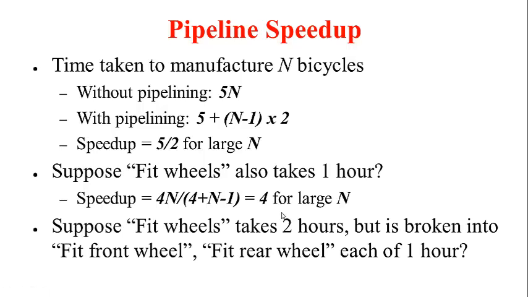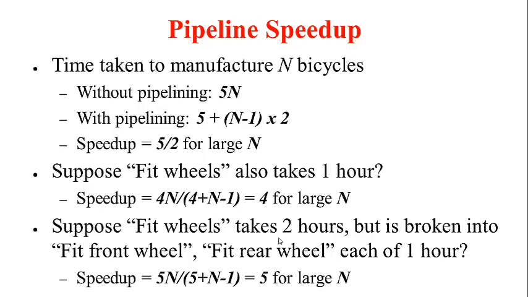Let us next analyze yet another scenario where, let us say, fit wheels, the third stage, takes 2 hours but is broken down into 2 sub-steps of fit front wheel and fit rear wheel, each of 1 hour. So the pipeline now has 5 stages instead of 4. In this case, how much time is it going to take for the pipeline implementation, and what will the speed up be? Well, we see that the speed up will be 5 for large n, 5n divided by 5 plus n minus 1, which tends to 5 for large values of n.